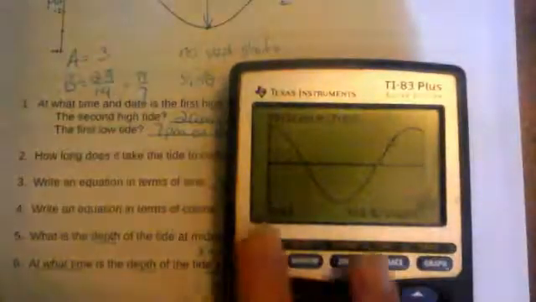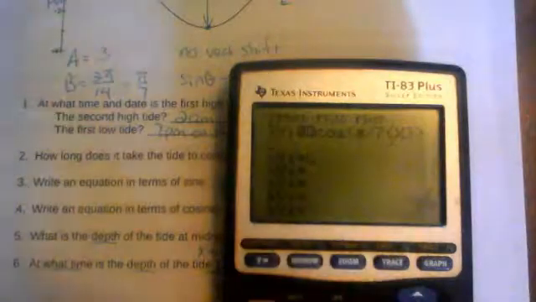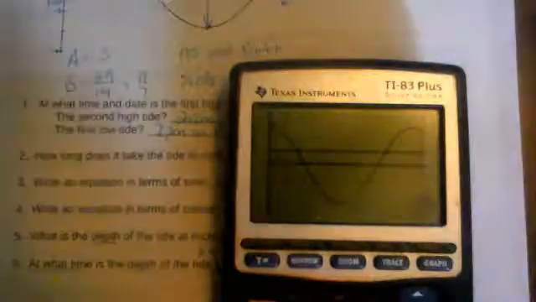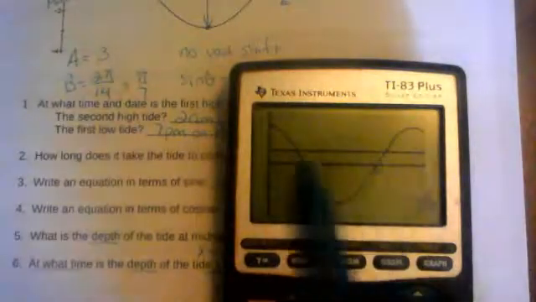All right, then it says, at what time is the depth of the tide 1 meter? Well, this is a y value. Y equals 1 meter. Well, to put y values in this calculator, we have to go to y equals. So I'm going to go to y2 and put in 1. I'm going to hit my graph key. And then we can see that there's a couple of answers here.